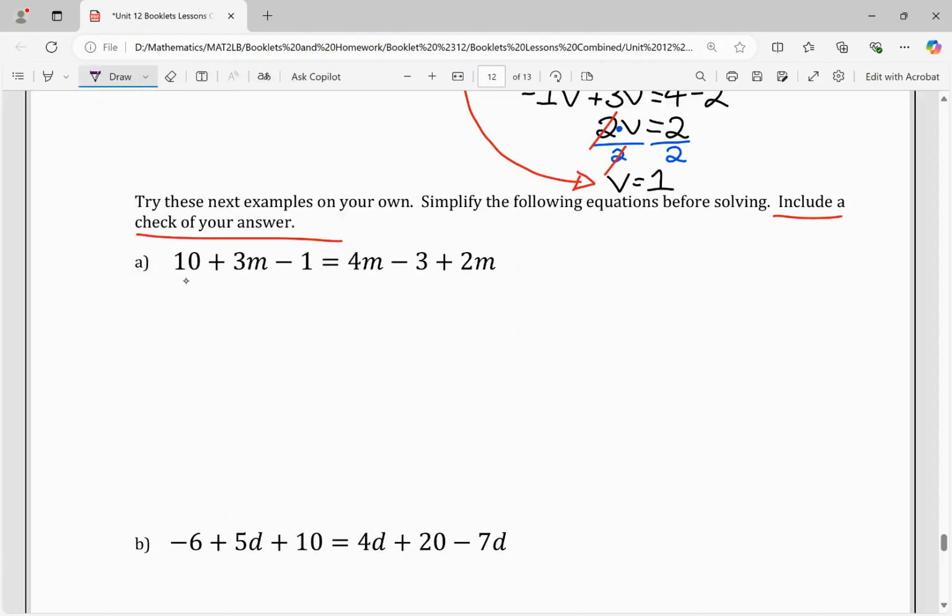So the first thing that we're going to do here is we're going to collect like terms. That means that we're collecting the 10 and the -1 on the left. That means that we're going to collect the 4m plus 2m on the right.